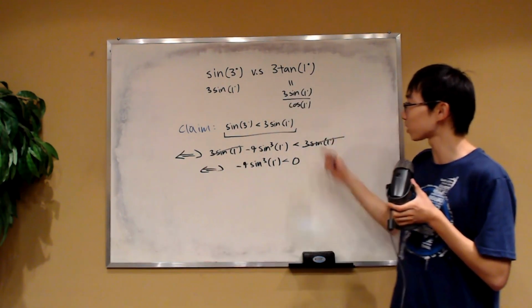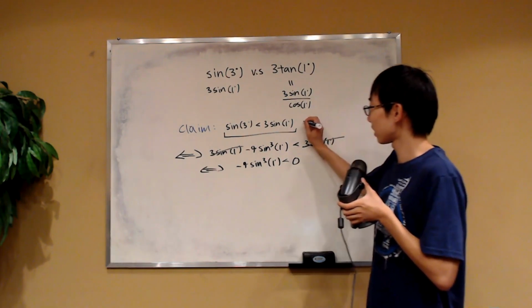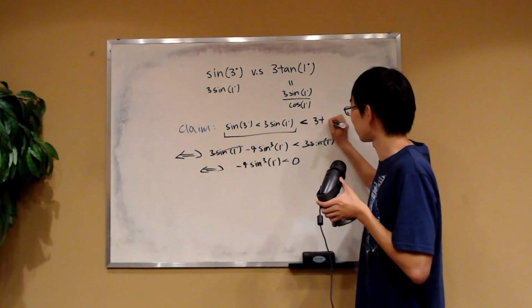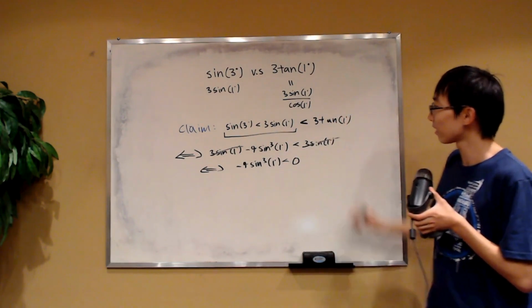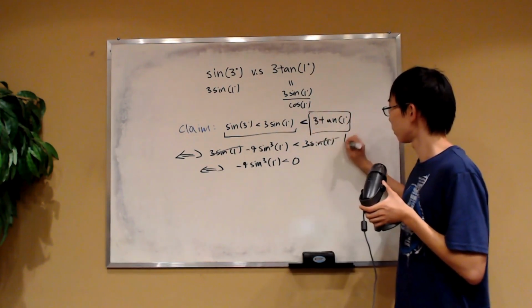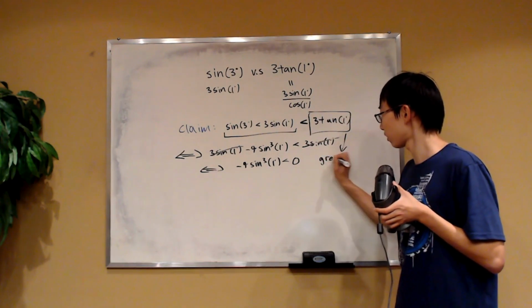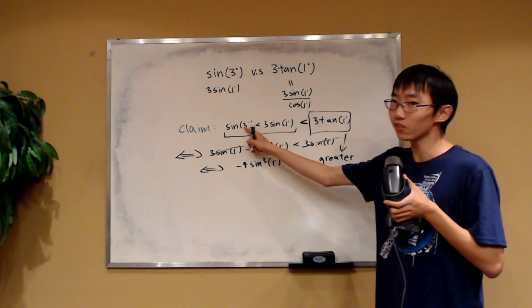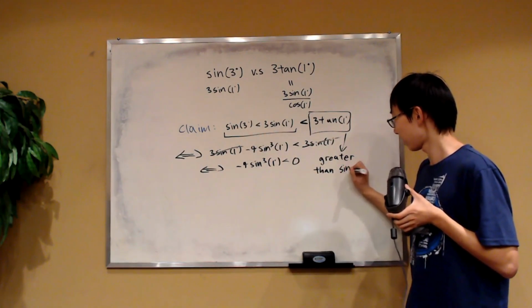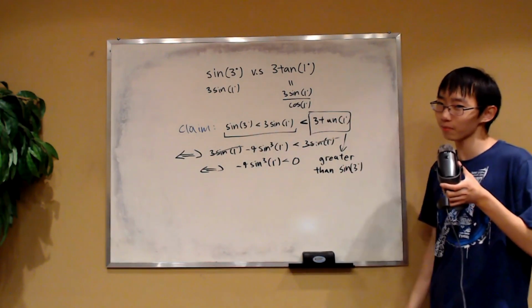And because this claim is true, we can successfully write that this is smaller than 3 tangent of 1 degree. So therefore, we see that 3 tangent of 1 degree is greater than sine of 3 degrees, right? And there we go. We have solved our problem.